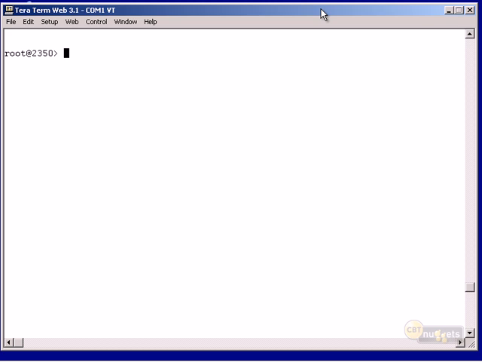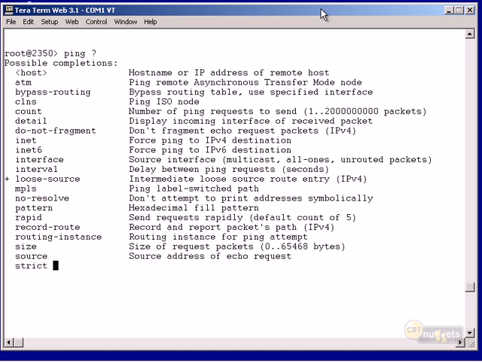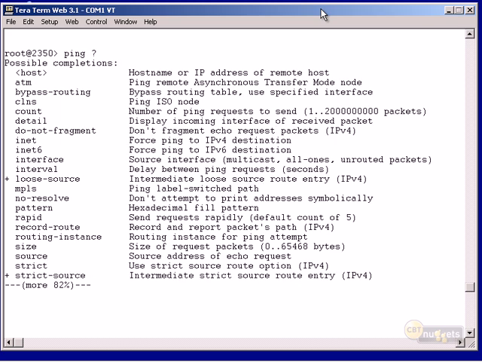So if I go to my 2350 router and I do a ping command in operational mode followed by a question mark, I'm going to see the possible completions. The reason I'm showing you this is because there's a lot of things you can do with this ping, which by the way is the ICMP protocol, echo request, echo reply. So a ping is actually going to be 2 ICMP messages, echo request and then echo reply.